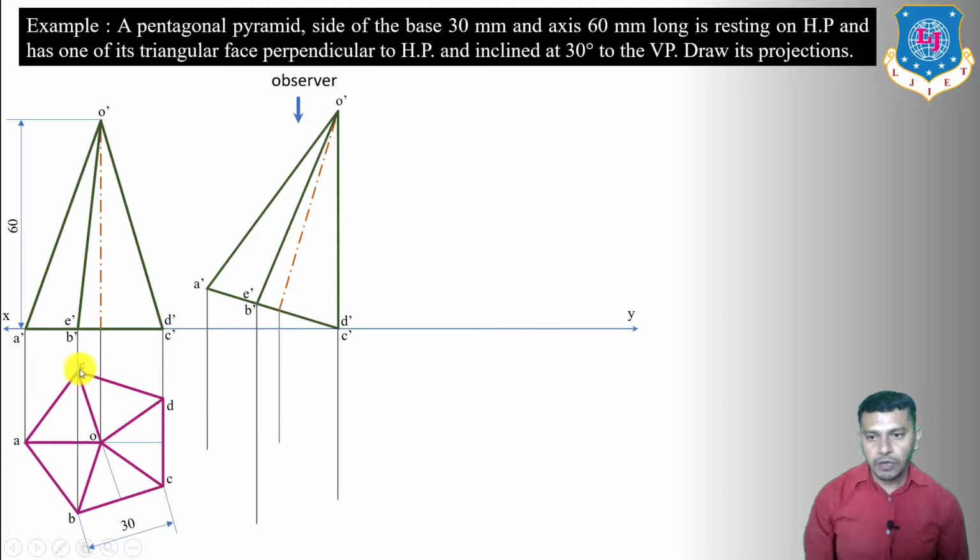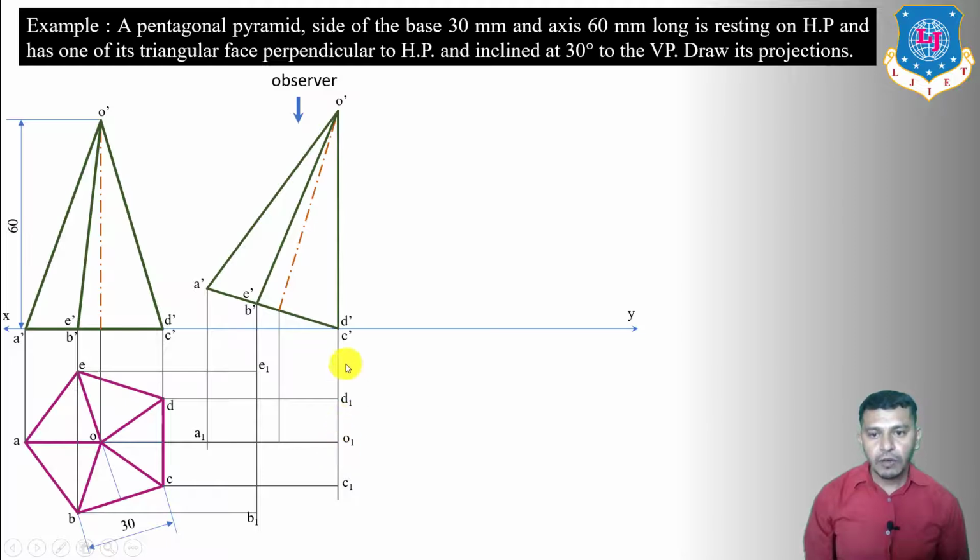Now draw the locus from A, B, C, D, E from the top view in the first stage. So at this point we will get A1, at this point we will get B1, this will be our C1, D1 and E1, and this will be our O1 point.